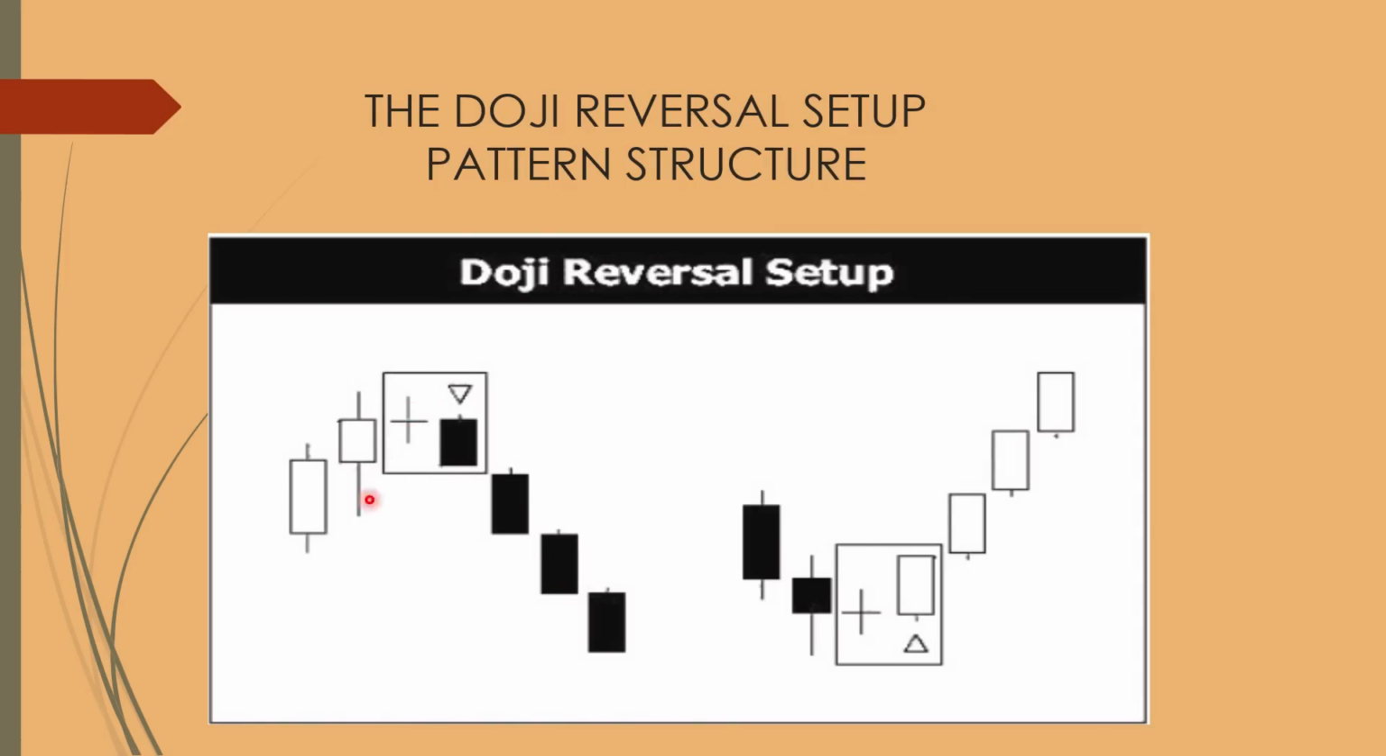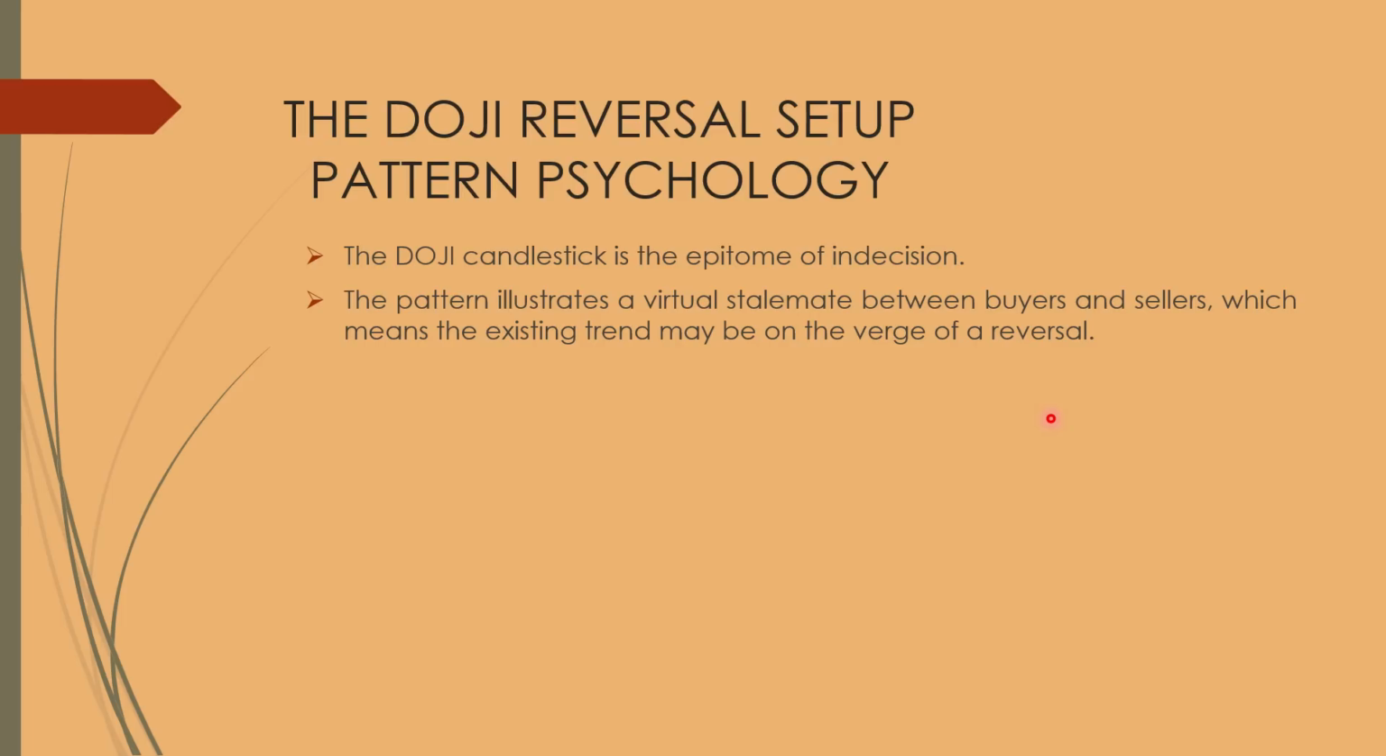Pattern structure of the doji reversal setup: this is an uptrend, here is the doji candle, here is the following candle which is a bearish candle, and a bearish trend reversal happened. The market is trending downward. Here it formed a doji candle, the following candle is a bullish candle, and the reversal occurred and the market moved up.